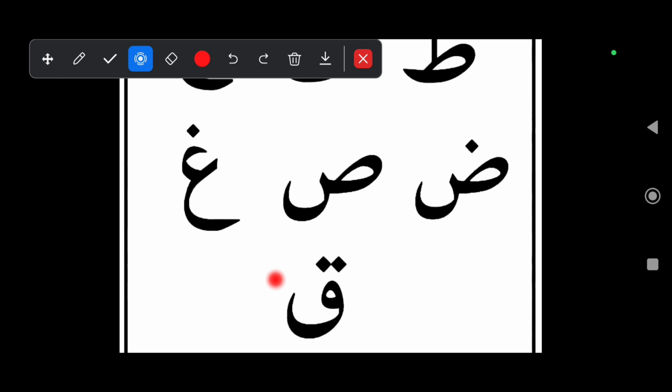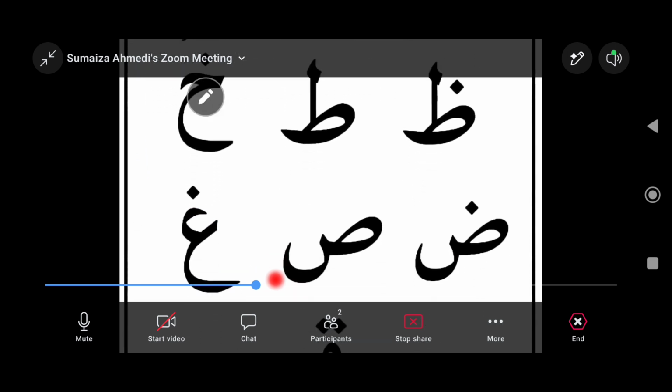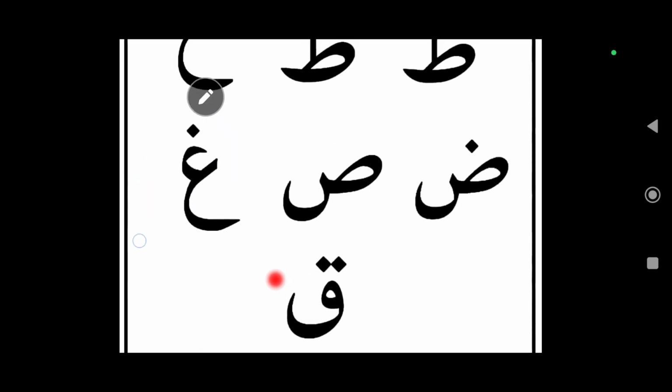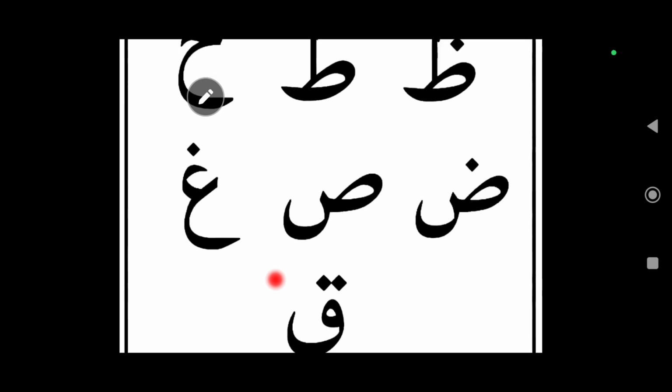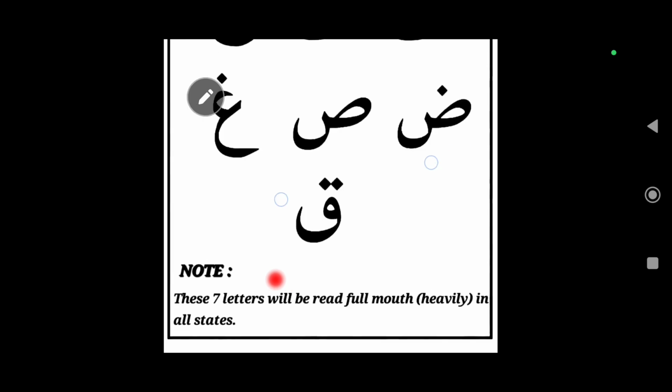Qaf. Yes. So, kha, ta, za, ghain, sad, dad, qaf. These 7 letters are full mouth letters and they are also called Mustalia letters. While saying these letters, we have to make our lips spread or round? Round, yes. Good. Next.